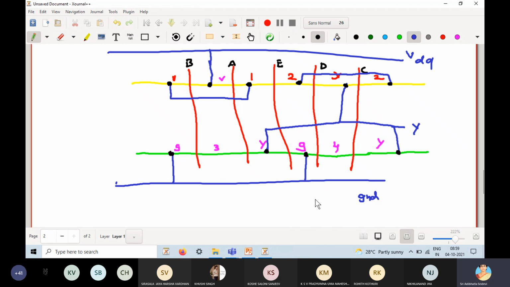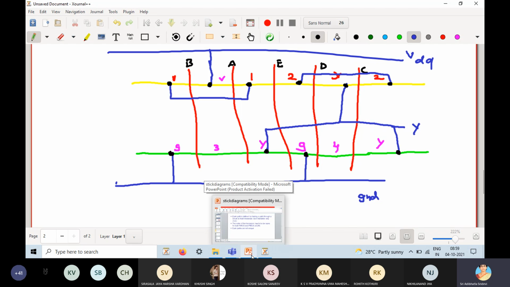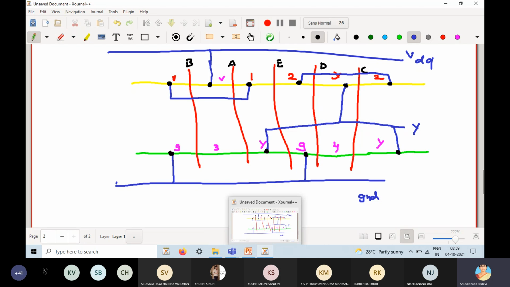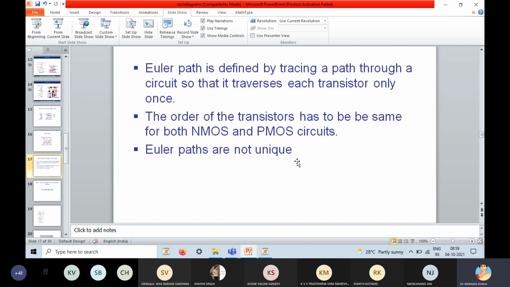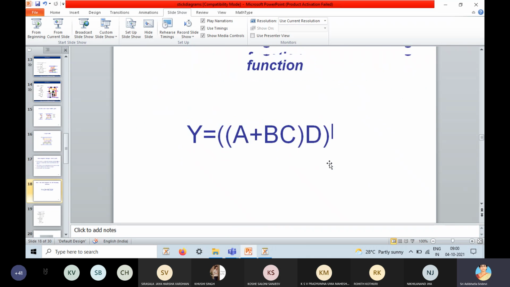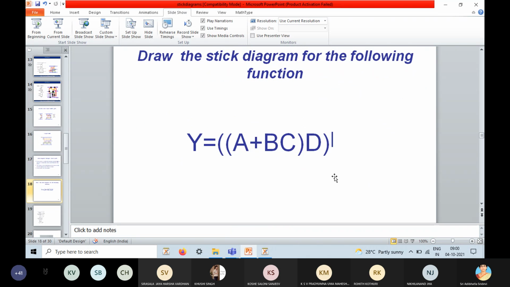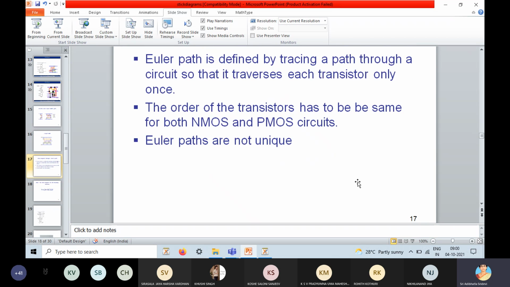Very, very important. So I'll give you some expressions. Please draw the Euler's path and develop the stick diagrams. Please note down: 3-input NAND gate, 3-input NOR gate. And take this function: A plus BC into D whole bar, A plus BC into D whole bar, one function.